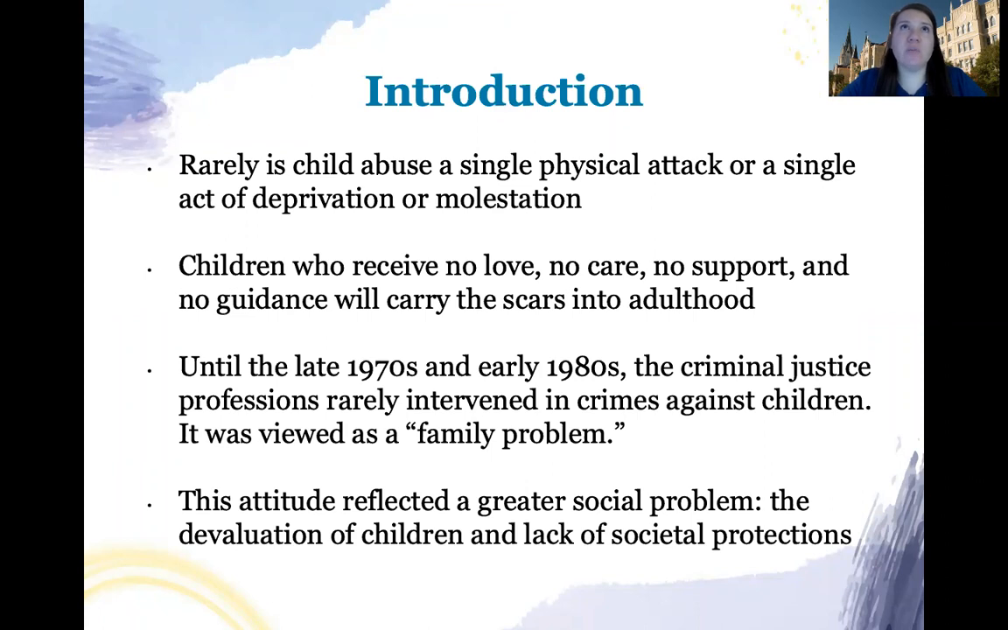So when we think about child abuse and neglect, rarely is it a single incident. It usually happens with a pattern over time. Children who receive no love, no care, no support often carry these scars into adulthood. It wasn't until the late 1970s and early 1980s that the criminal justice system intervened in crimes against children. Oftentimes it was viewed as a family problem, and it was behind closed doors.